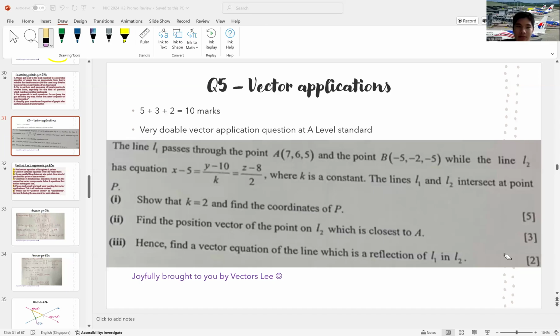Question 5. Question 5 is a standard question on vector applications. If you've been paying attention in class, it should be quite doable at the A-level standard. And here, the heavy weightage of 10 marks tells you that the marker is giving you a free Christmas gift. So, ladies and gentlemen, appreciate the marker's heart.